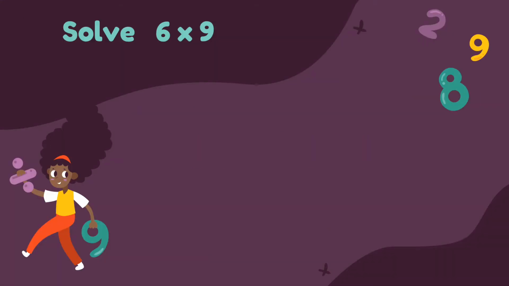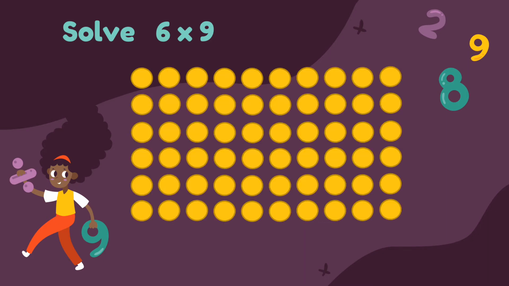Let's solve 6 times 9 using the same array strategy. Okay? So go ahead on your board and draw your array. Pause the video if you need some more time. Now remember, using this strategy, we're not drawing 6 rows of 9. We're drawing 6 rows of 10. And then it should look like that, or similar to mine.